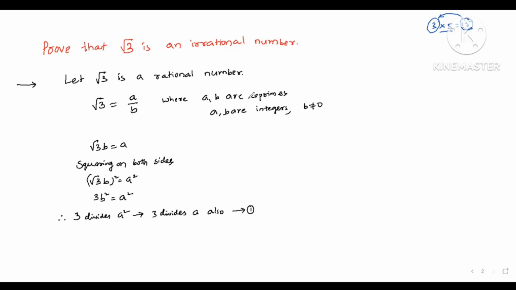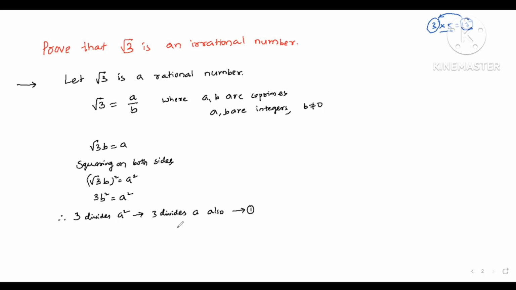Now we assumed that a and b are co-primes. Now what we're going to do, we prove that a and b are not co-primes. Why? Because here we got 3 is factor of a. In the coming process, we get 3 is also factor of b. How we get that? Let us see.